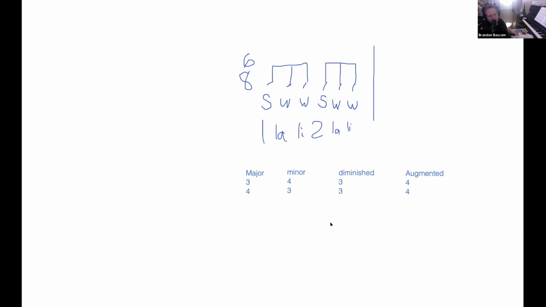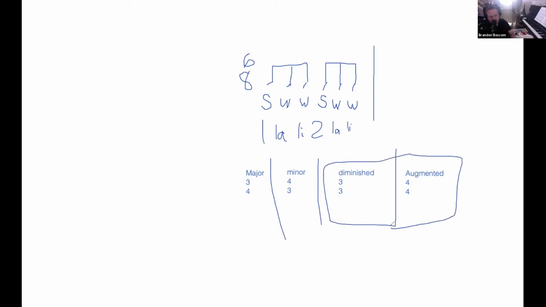But how do we hear the difference? I think you probably all have a pretty good handle on major and minor. I'm guessing that you're probably hazy on diminished and augmented. Is that a fair assessment? Yes. Okay, so just like we had our flow chart for our intervals, I want you to have kind of a flow chart for triads.